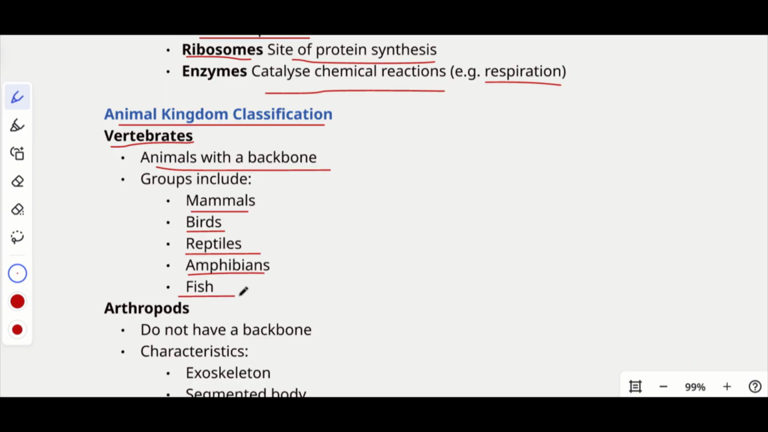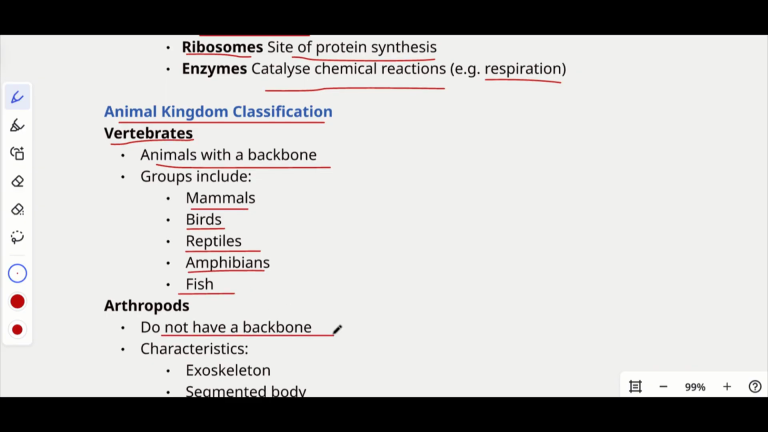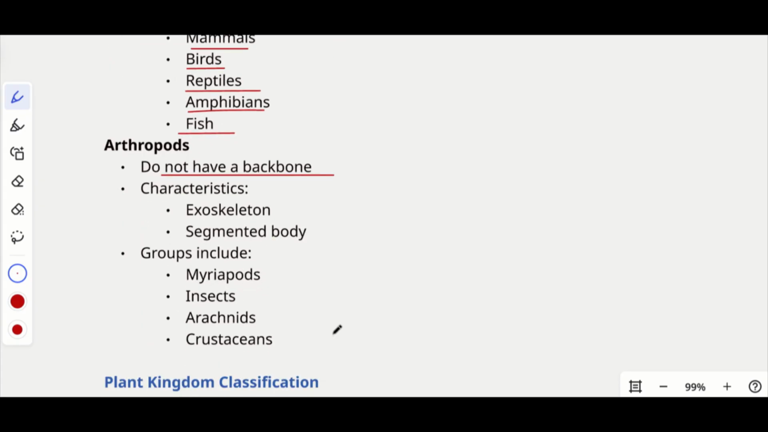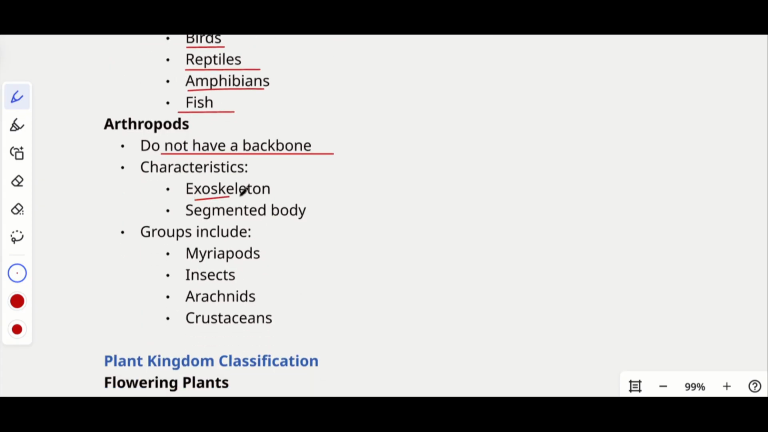And who are arthropods? These animals do not have a backbone. What do they have? They have an exoskeleton and a segmented body. They include myriapods, insects, arachnids, and crustaceans.